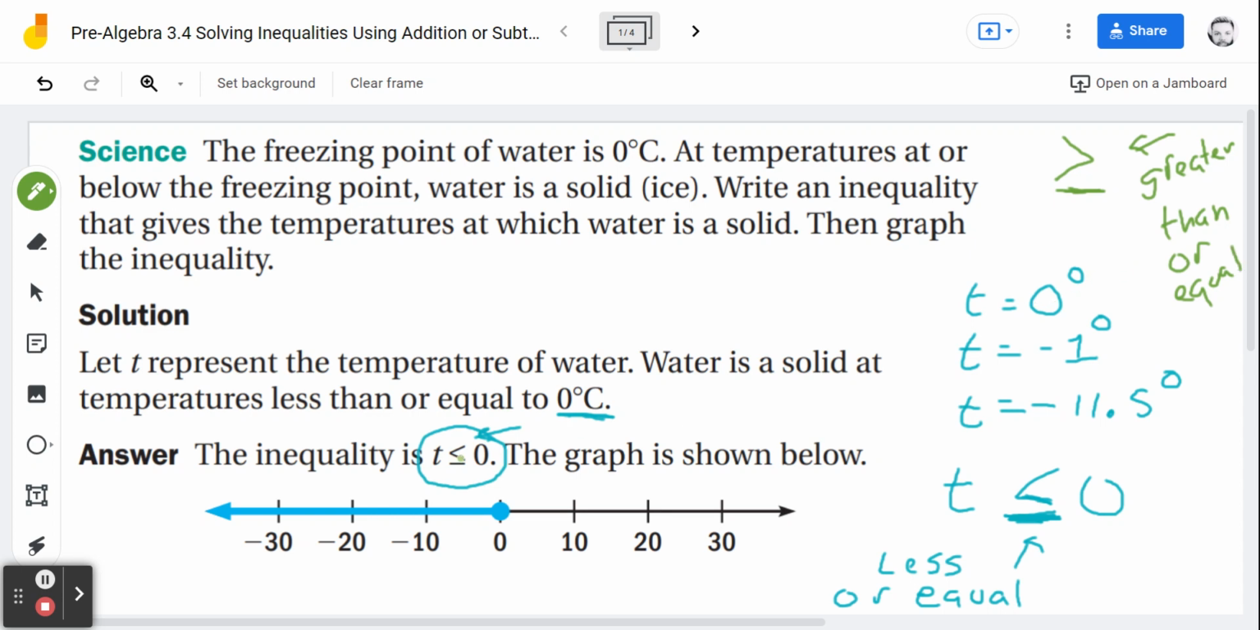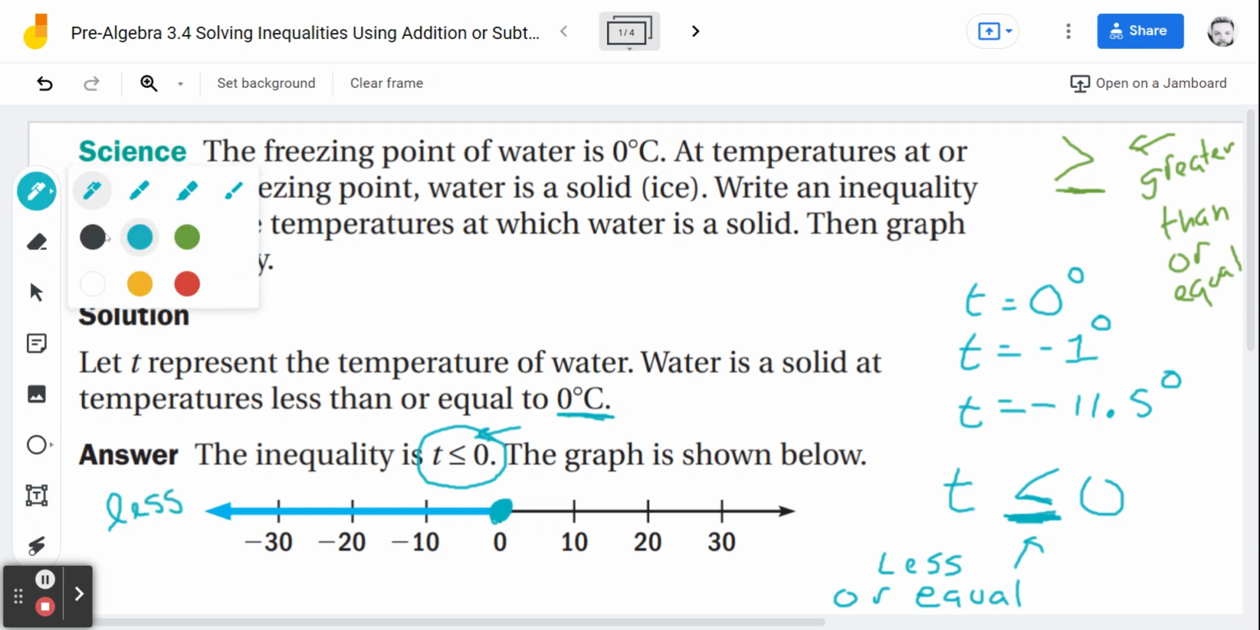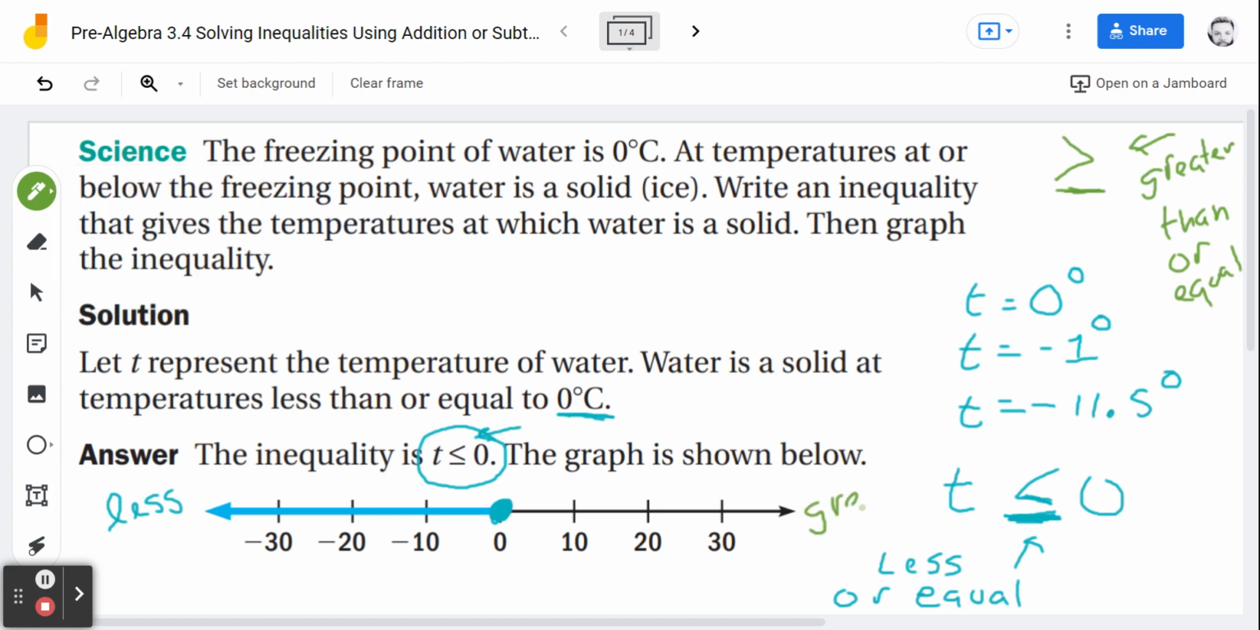Now the question is, how do I represent that? Well, the only way I can represent a solution that is an inequality is I have to draw a number line and I say, okay, what's my boundary? Well, we're talking about all the numbers less than 0, which is this way, right? This is the less direction. When I go to the left, that means less. When I go to the right on the number line, that means greater.